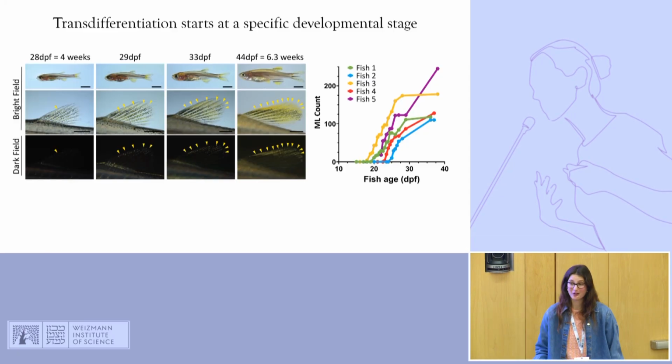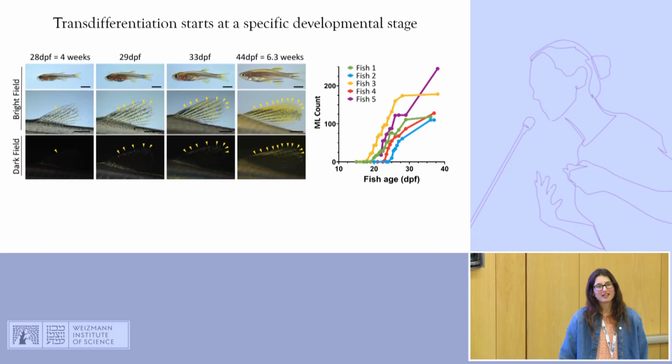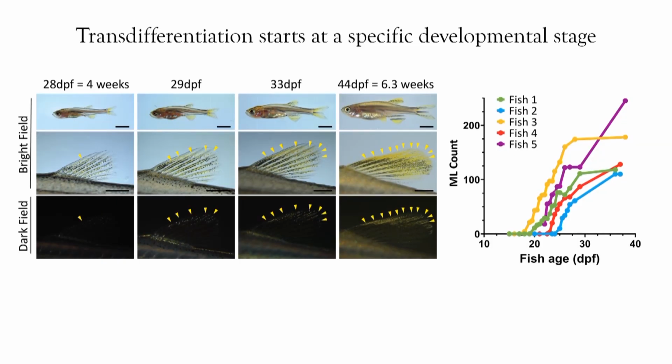So the first thing we wanted to do is to understand when this happens. So we followed the fish, and we saw that the transdifferentiation initiation is when the fish are juvenile, around 4 weeks old. And then we can see a strong increase in the number of these cells. And this was like the guiding pillar of when this happens. So we can then look before, during, and after transdifferentiation and further understand this process.